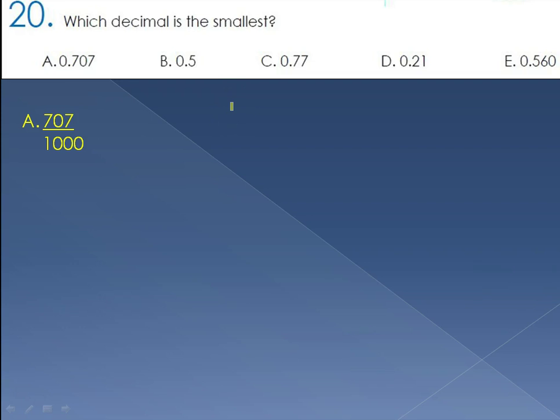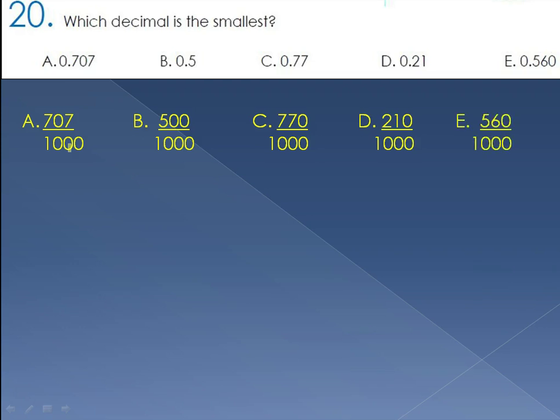So if I put the first one, A, 707 over 1,000. B, 500 over 1,000. C, 770 over 1,000. D, 210 over 1,000. And E, 560 over 1,000. Now this is the way I always do it. I find this the easiest. You might have been taught other ways, or you might find other ways easier to do. If you do, just let me know. I'd love to know how you would figure this out. But this is the way I do it. I always put them over something and then judge them as all the same. So they're all over 1,000 now.